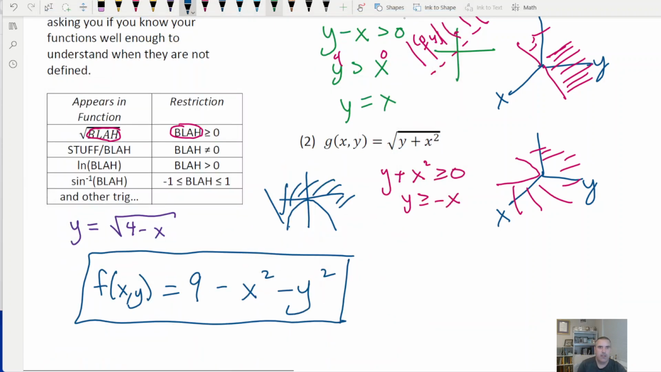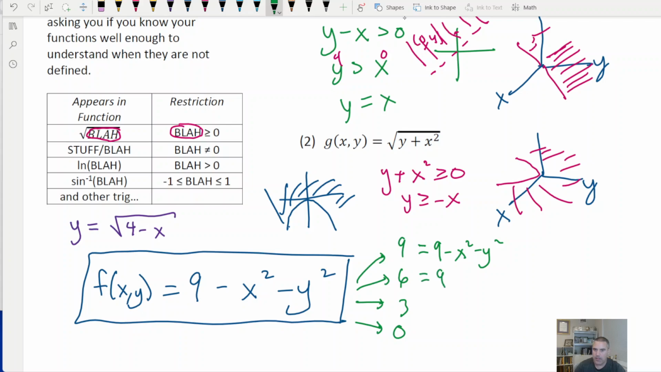You just say, okay, 9 appears to be the top. So what happens when this equals 9? What happens when this equals 6? What happens when this equals 3? What happens when this equals 0? You set those equal and you solve. Basically, and then you can graph. Those are your level curves.